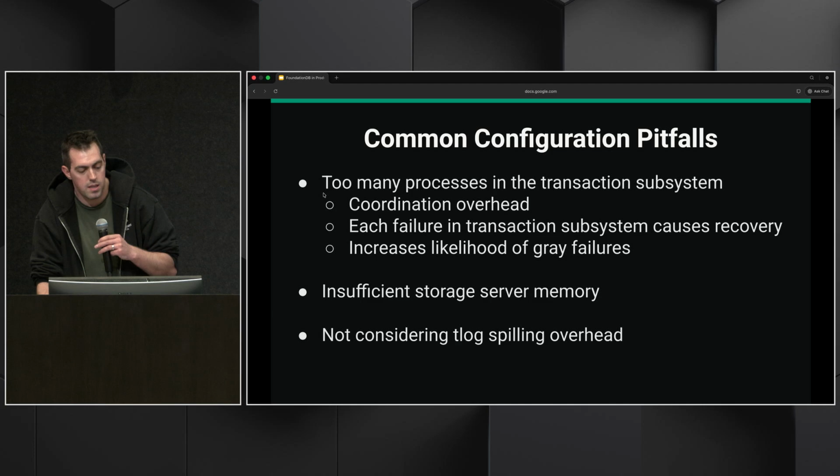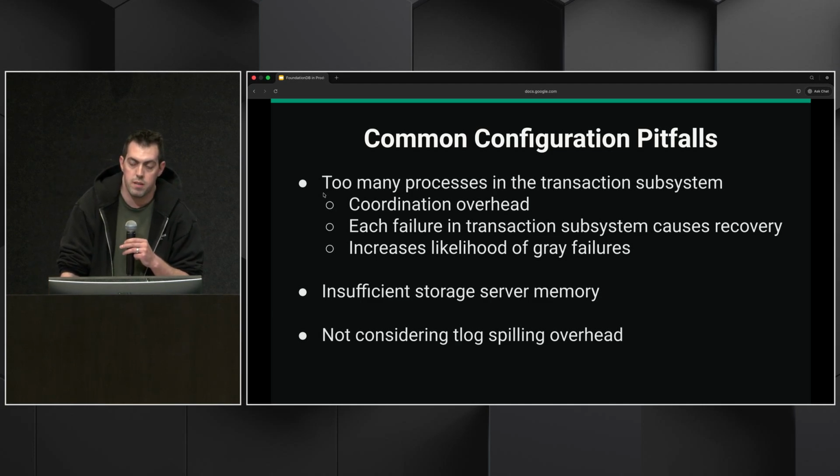Another pitfall is not considering T-log spilling. When a T-log's queue reaches 1.5 gigabytes, it will spill tag partition mutations to disk, adding more load and decreasing the available capacity. So spilling is a fairly regular occurrence, and if your cluster isn't tested in this state, it may be unknowingly under-provisioned, and then as soon as you do start spilling, you're going to run into some unexpected issues.